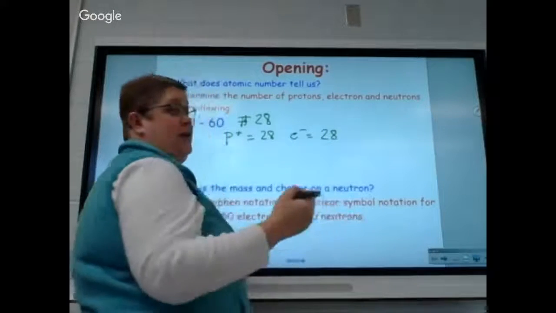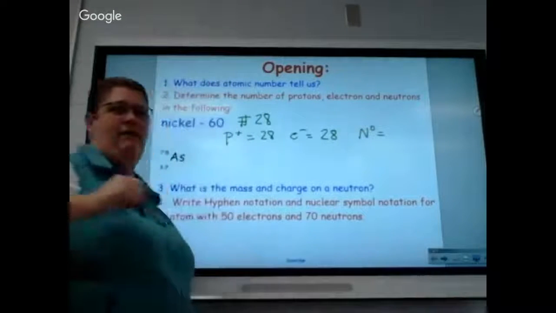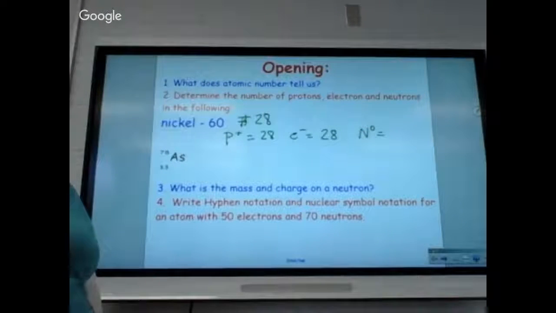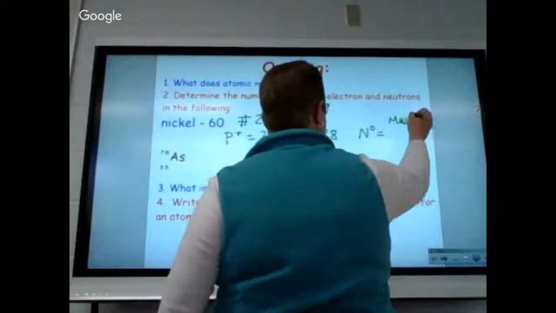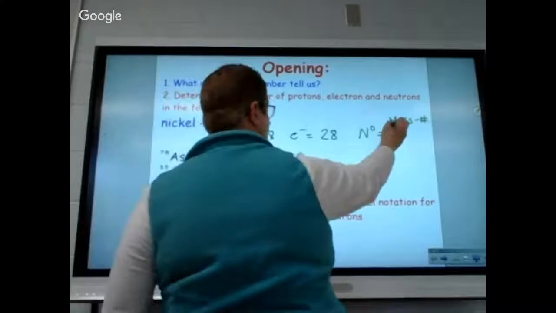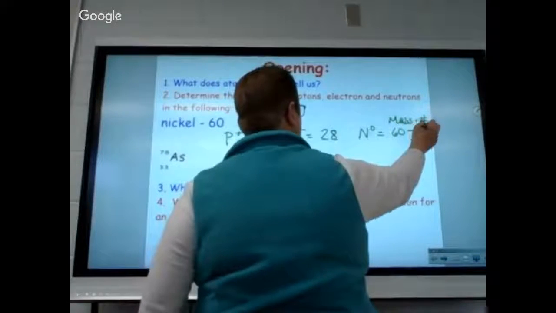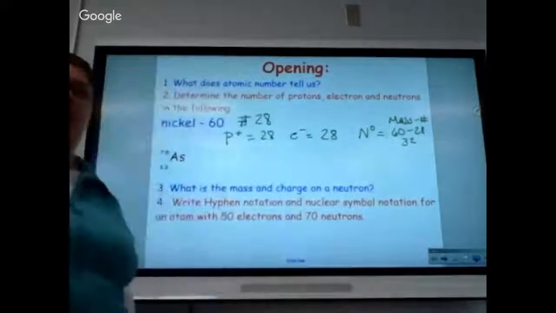So now that you thought I said neutrons, how many neutrons are there? How do I find neutrons? Remember what we did to find neutrons? It's the mass minus the number. There you go. So we take the mass and we subtract the number. So what's the mass? Subtract the number, which is? So what do we get when we say 60 minus 28? 32. Everybody okay with that?